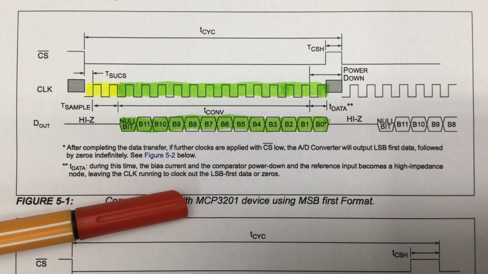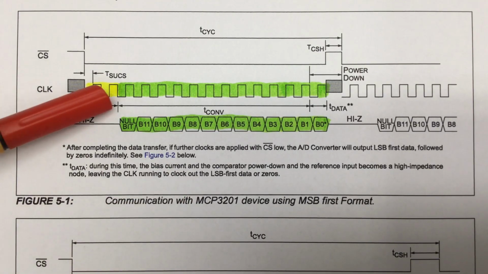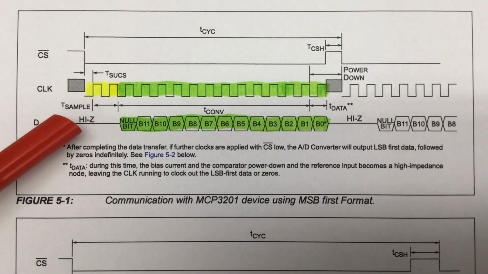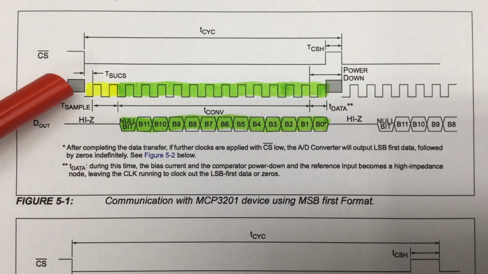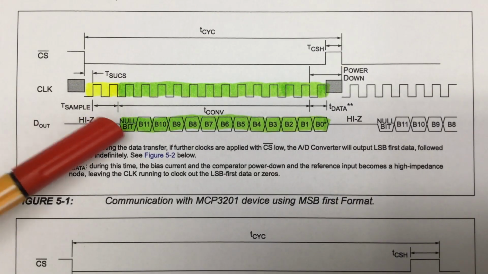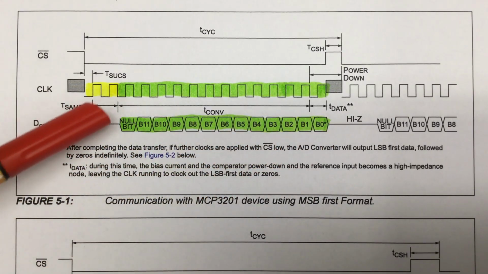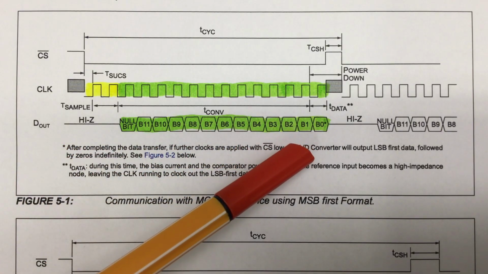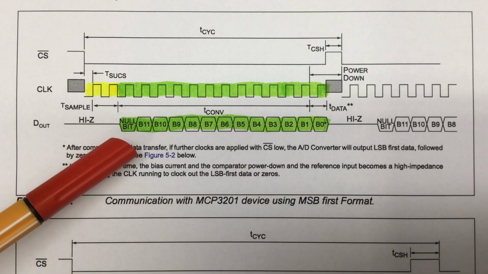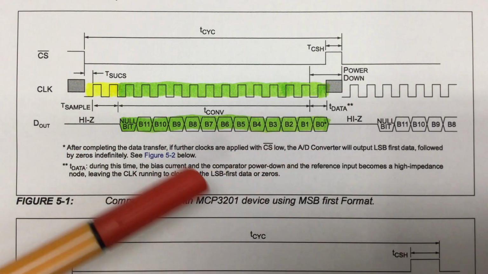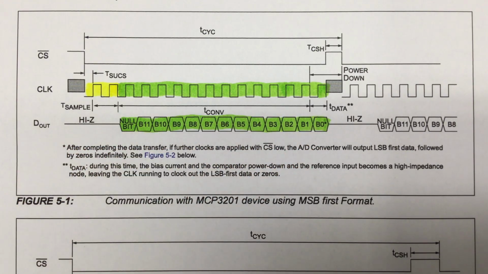The MCP3201s and 3001s don't get any configuration bits from the master because they don't have a MOSI pin. But after 2 clock cycles, they start sending back the data, again starting with a null bit and then 12 data bits for the 32s, most significant bit first, and only 10 data bits for the 30s.